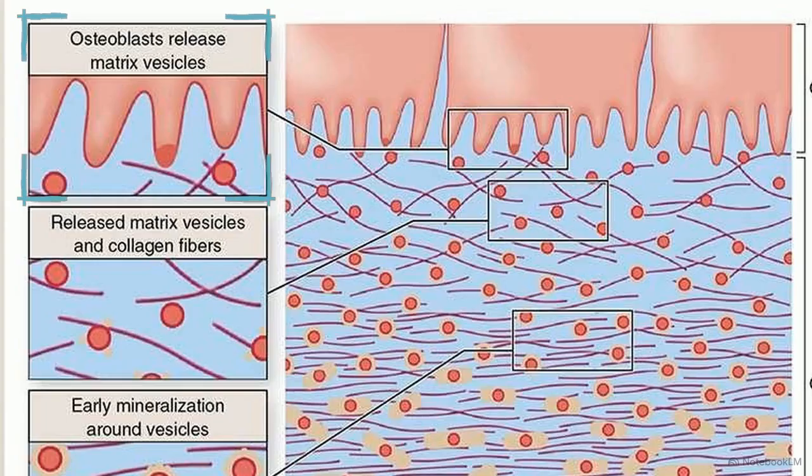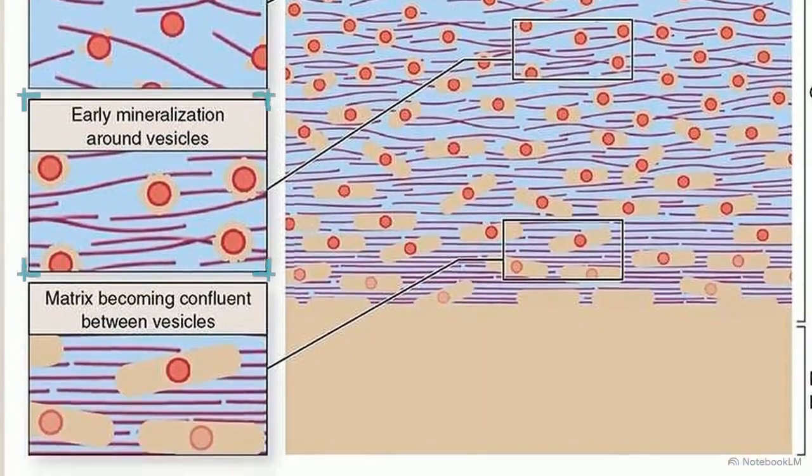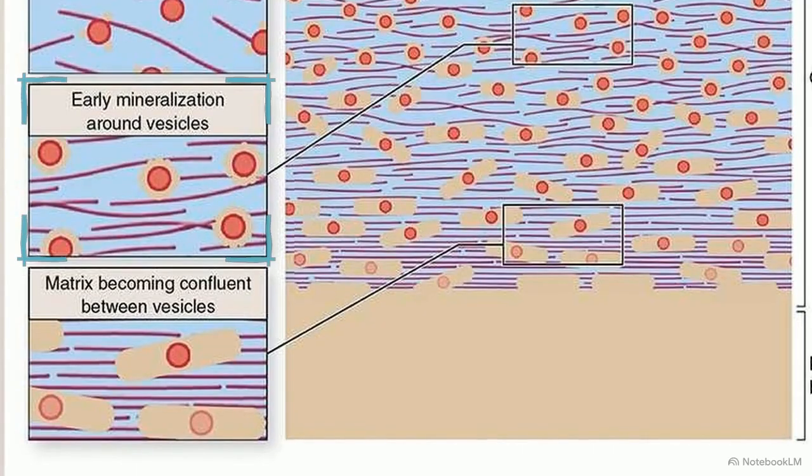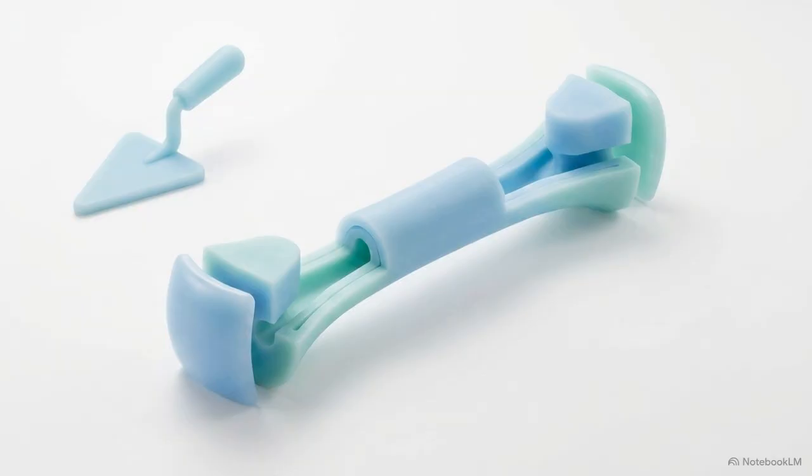Active cells release matrix vesicles rich in alkaline phosphatase. These vesicles create high local concentrations of phosphate and calcium ions, triggering the initial precipitation of hydroxyapatite crystals. Three specialized cell types drive this process.